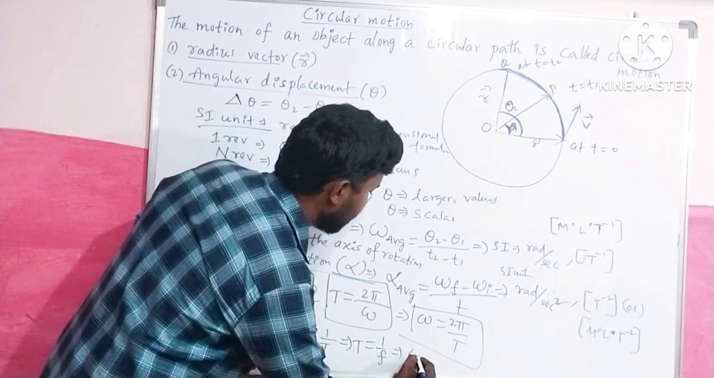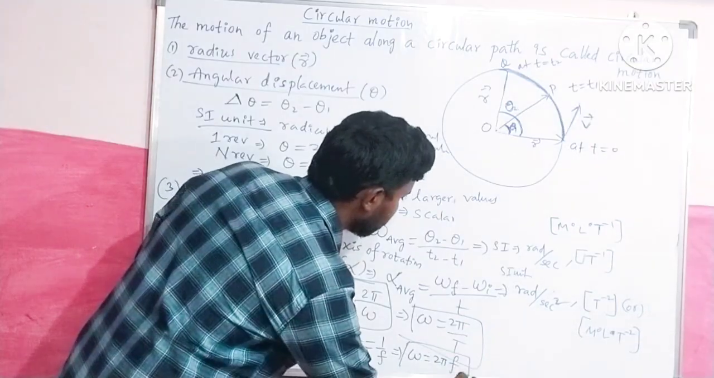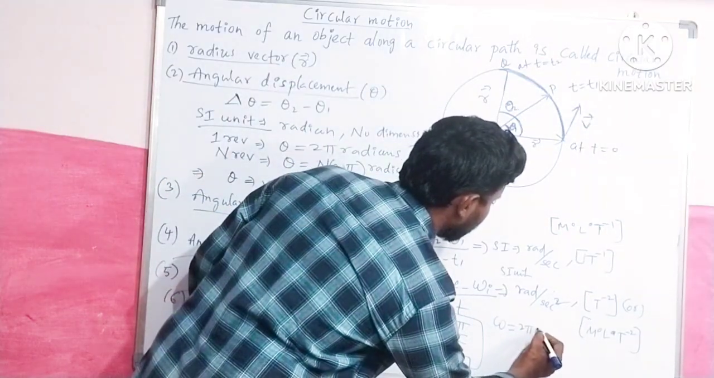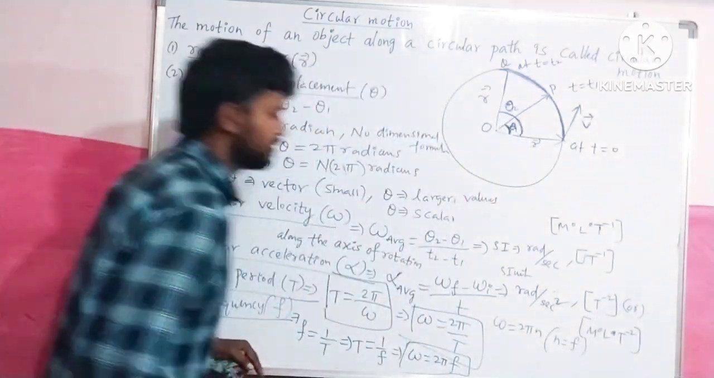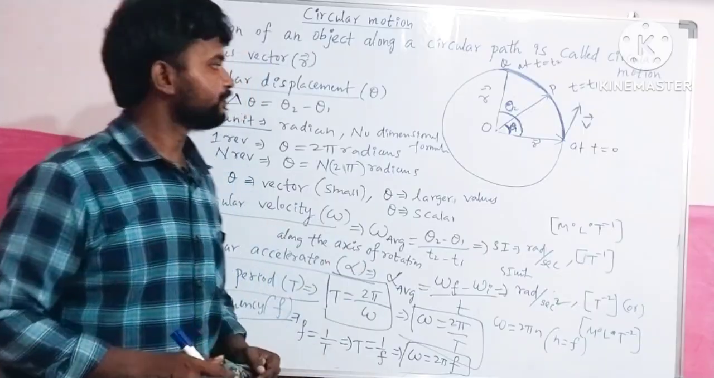Here we can write omega equal to 2 pi f, or we can write omega equal to 2 pi n, where small n represents the frequency.